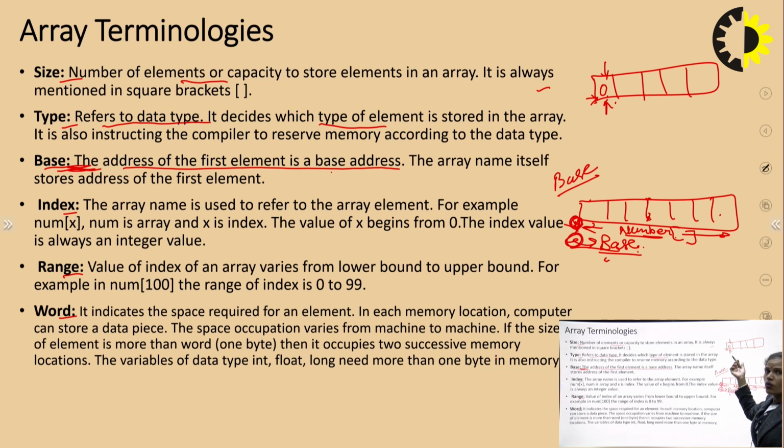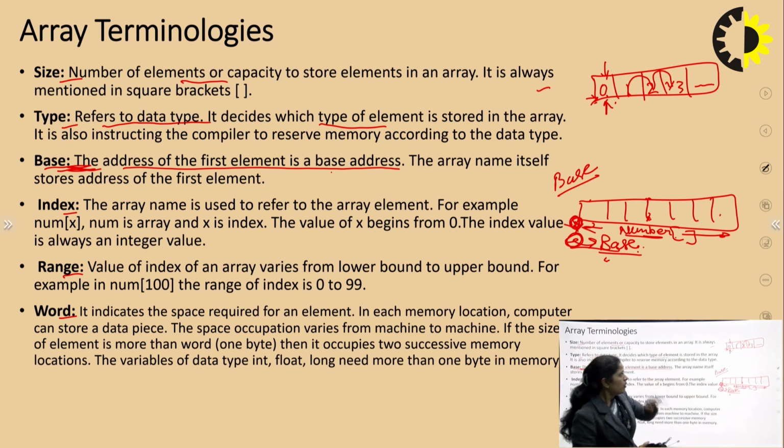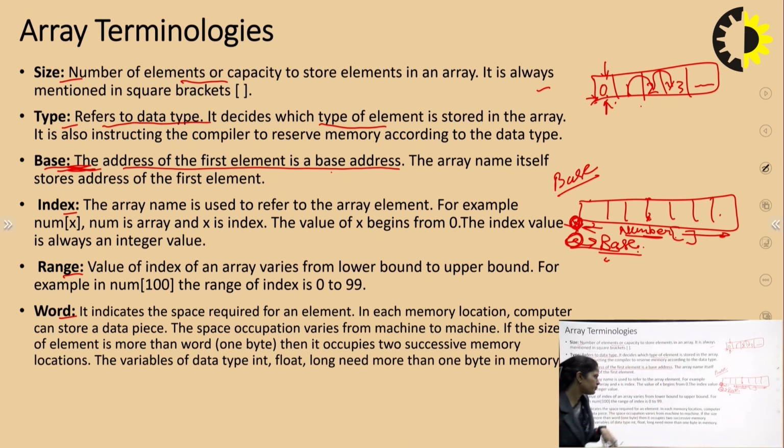After 0, what will come? Obviously 1, because we already know the array always stores data in a contiguous form, that's why it always increments by 1. So after 1, what will be here? 2, and after 2? 3. So these are the indexes, right? All these values are called the index of the array.